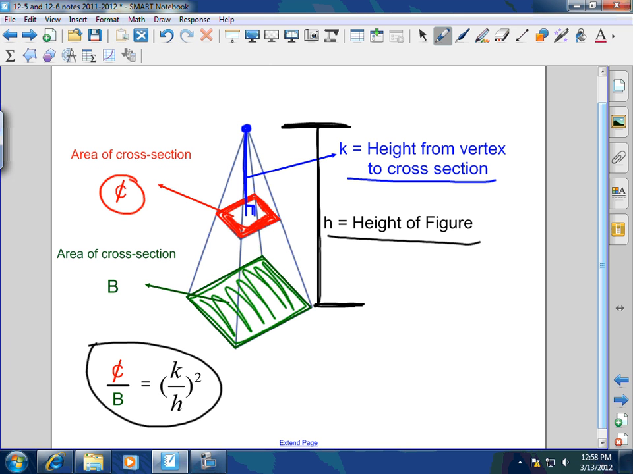The ratio of the cross-sectional area to the base area equals the square of the ratio of the height from the vertex to the cross section over the complete total height of the figure.